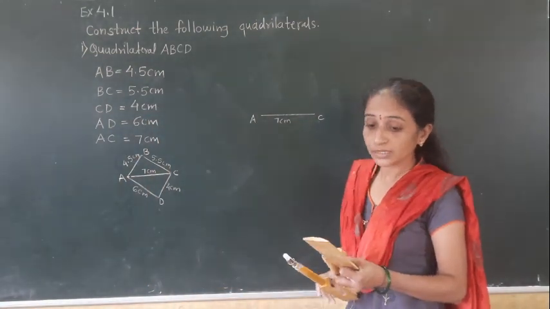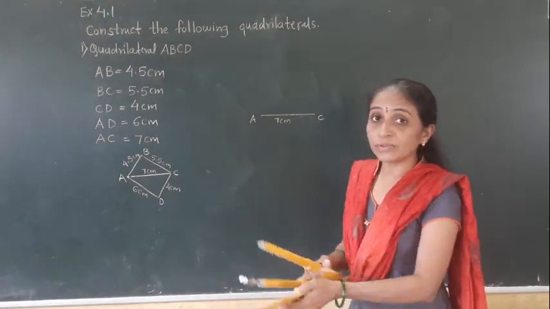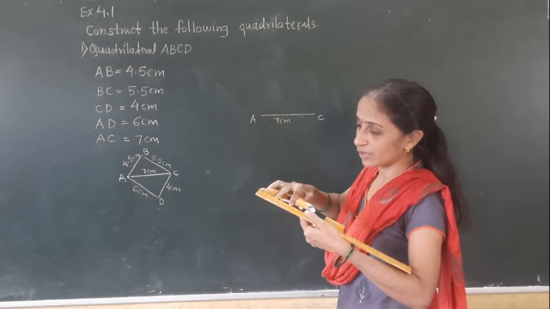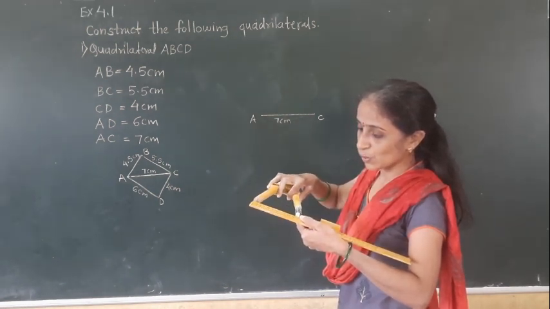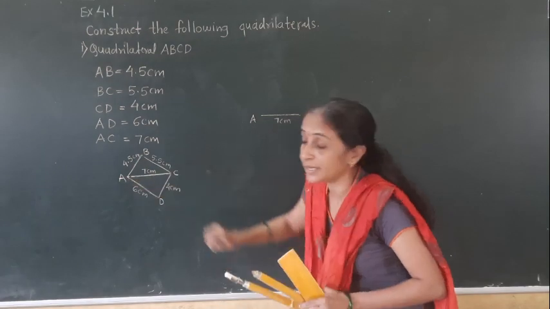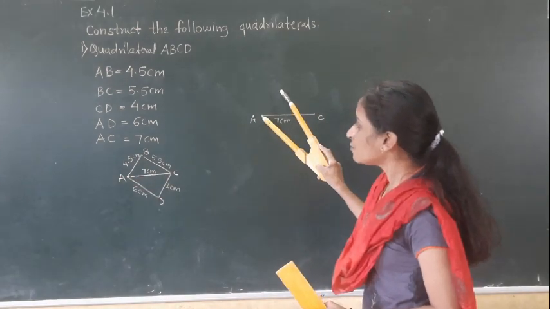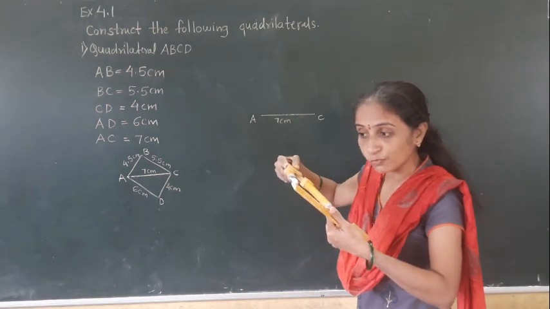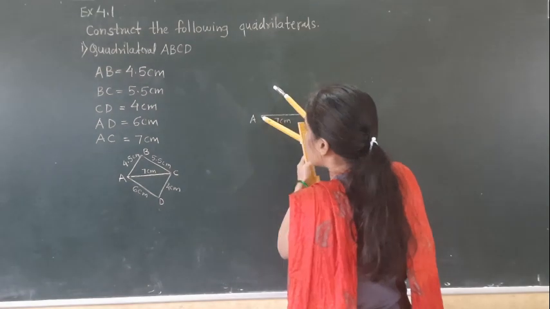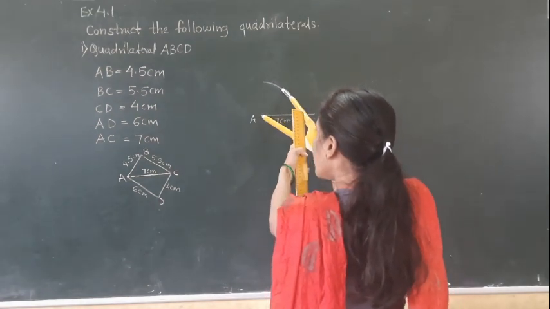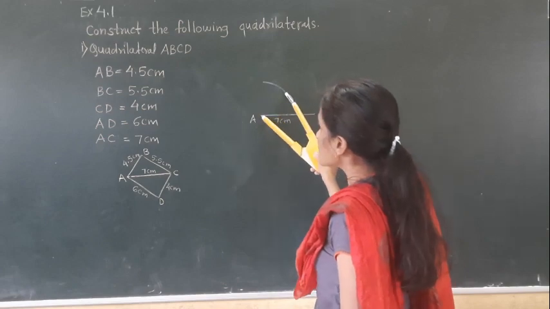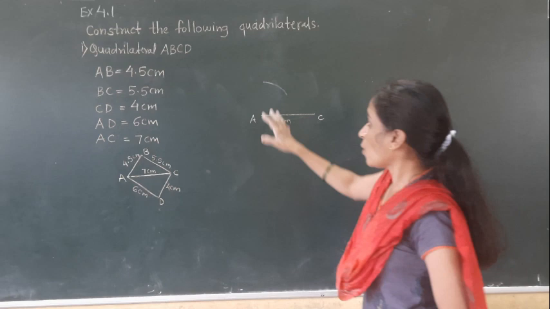So what will you do now? We have to take the 4.5 centimeter measurement in the compass. Now take 4.5 centimeter in your compass. With 4.5 centimeter as the radius and A as the center, draw an arc. B will come somewhere here. So we have to draw upside. Draw an arc.